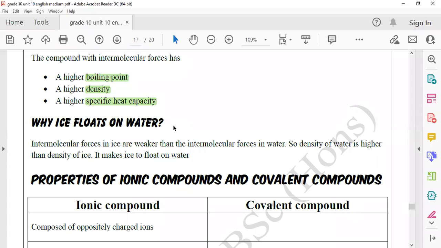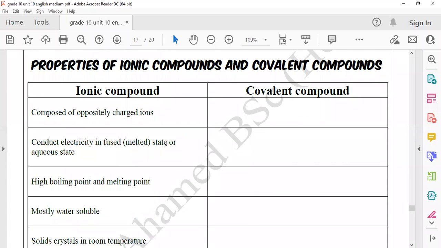Okay, sir. Right. Now, we are going for a comparison between ionic compound and covalent compound. Ionic compound is composed of oppositely charged ions. Positive ions will be there, negative ions will be there, in attraction. Covalent compounds are composed of whom? Molecules. Covalent compounds are made of molecules.